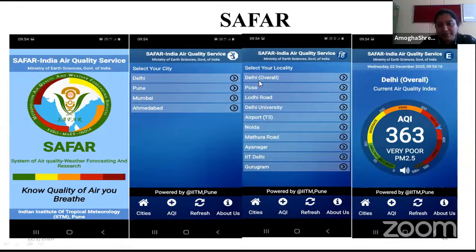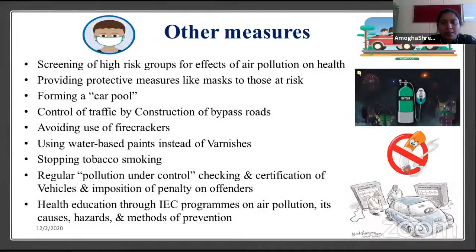any locality. So if I click on Delhi overall, you can see it is showing very poor. That is, it is coming between 300 to 400. It is very unhealthy, and AQI is 363. And this I have checked in the morning at nearly 10 o'clock. And this is the app you can install and check for your city.